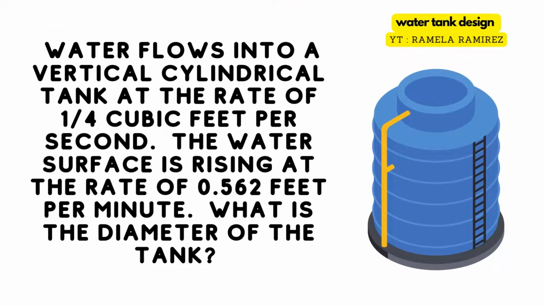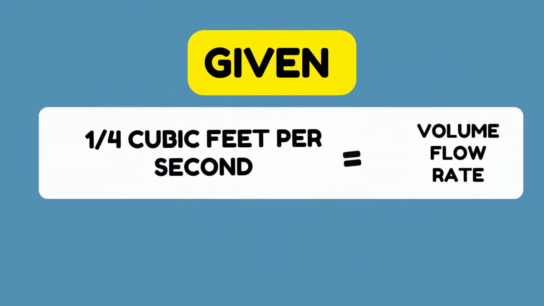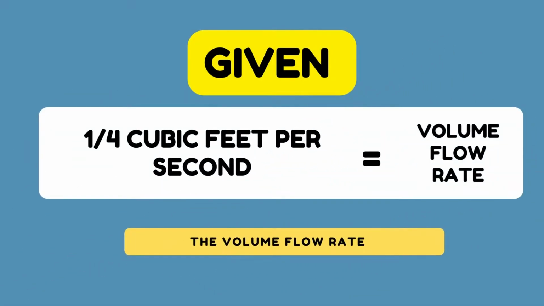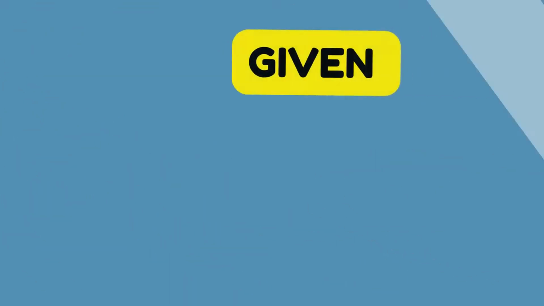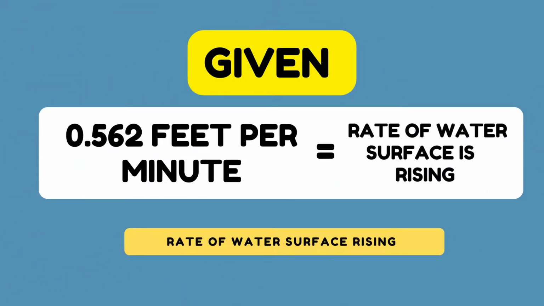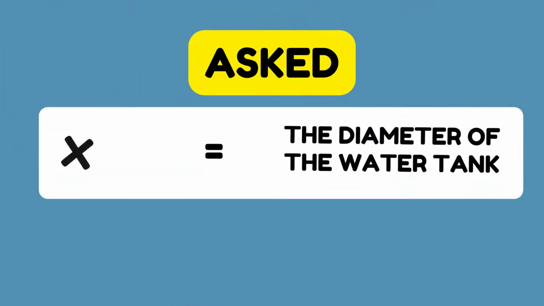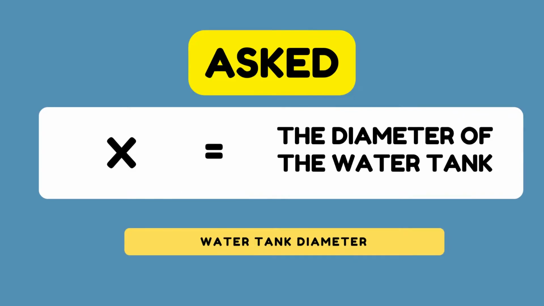Again, based on the problem, we have a vertical cylindrical water tank. The water flows to the tank at the rate of 1/4 cubic feet per second, while the water surface is rising at the rate of 0.562 feet per minute. We are going to solve for the diameter of the water tank.